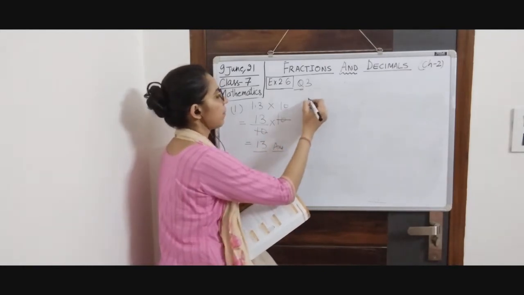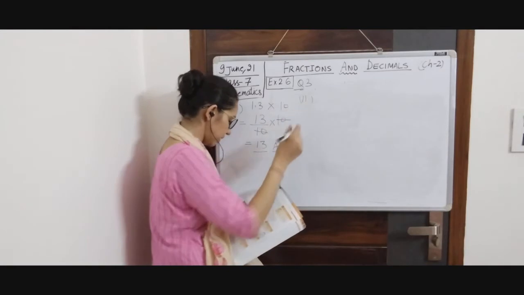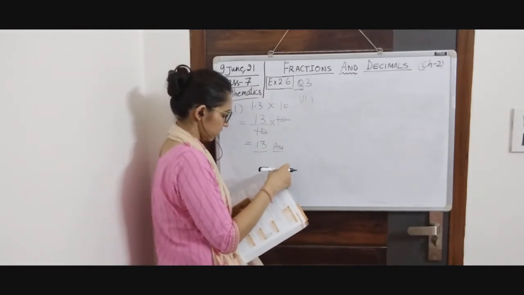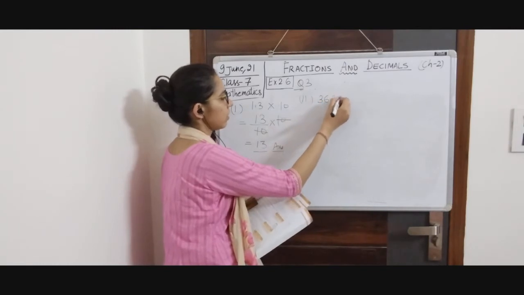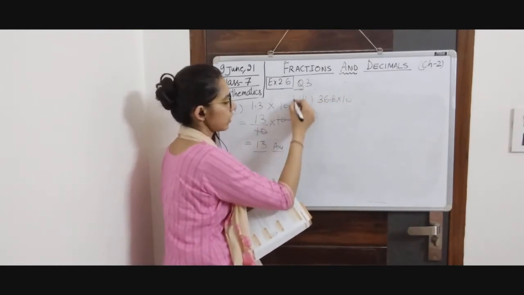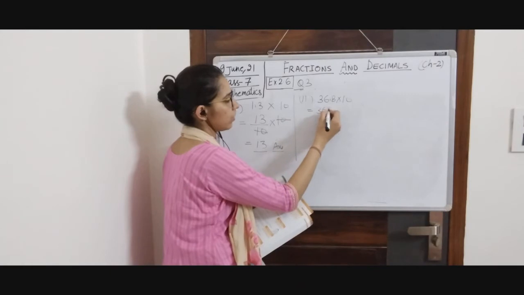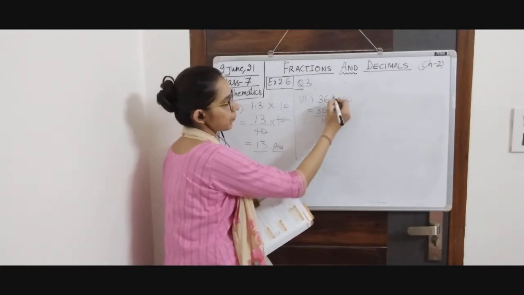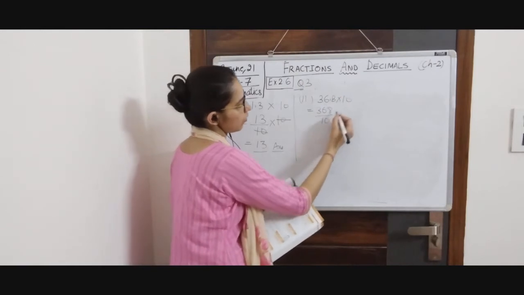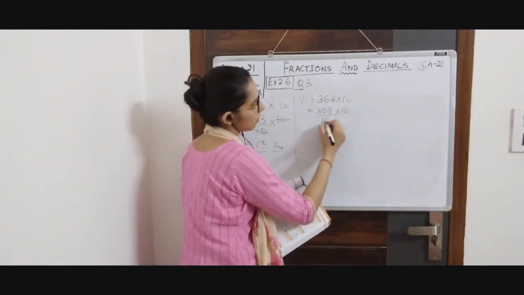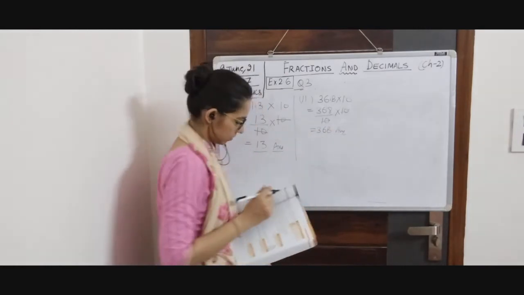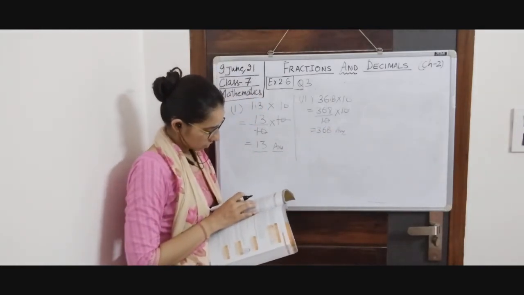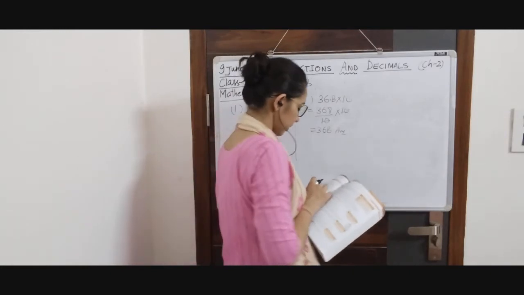Okay. Part B is the same, 36.8 into 10. We will convert 36.8 into a fraction. We will put as many zeros as there are numbers after the decimal. Then we can cancel this out and we get 368 as the answer. We will do a few more parts. Okay, we will do the fourth part.